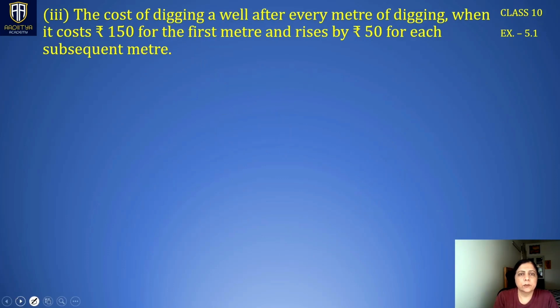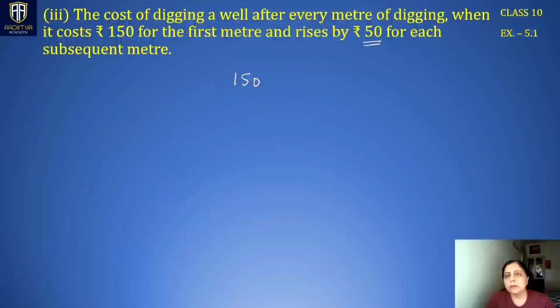Right. Next is the cost of digging a well. After every meter of digging, it costs rupees 150 for the first meter and rises by rupees 50 for each subsequent meter. See, you have to analyze by the language. First thing is fixed. For the first meter it is 150, and for the rest of the meters it is moving with a fixed constant multiple. So it will form an AP. So we can work it out.